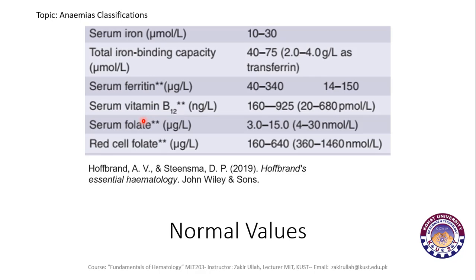The related parameters to the anemia are the serum iron, that is 10 to 30 micromole per liter, the total iron binding capacity 40 to 75, the serum ferritin, vitamin B12, folate and red cell folate. All these values are disturbed and vary depending on the type of anemias.